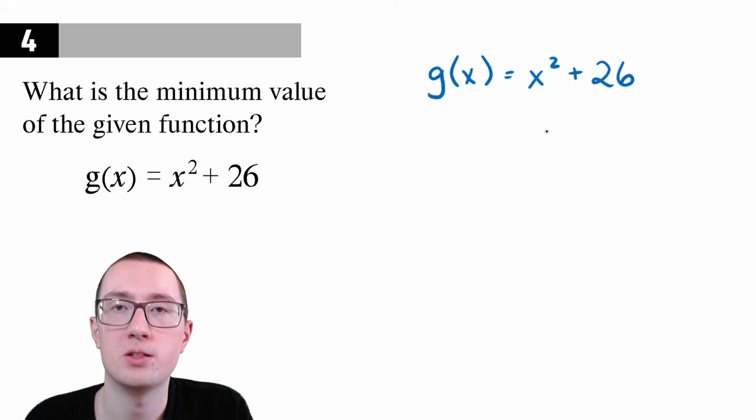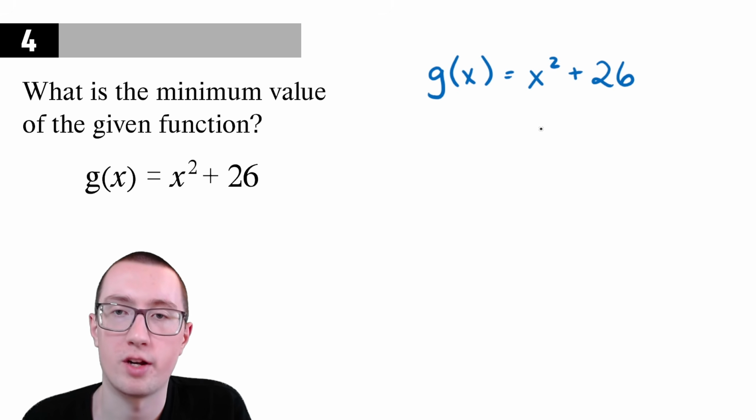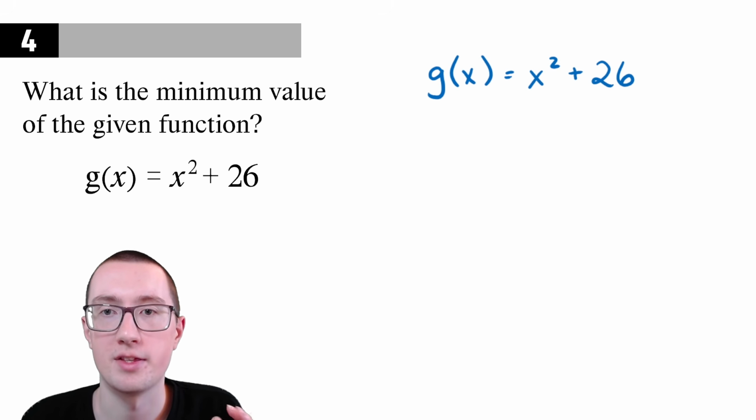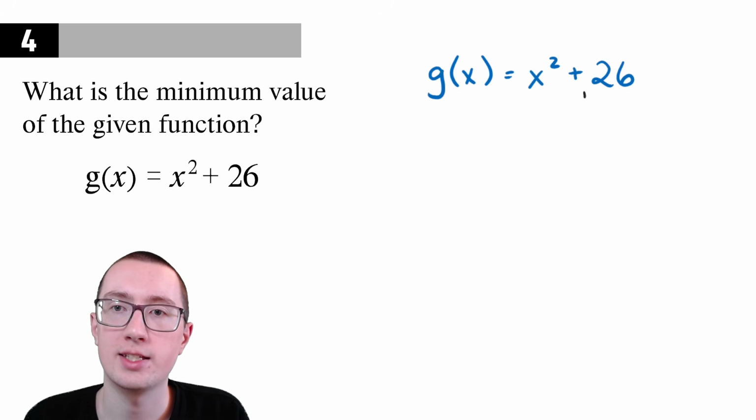Well, normally there isn't really a minimum value because whatever number you put in, you can make it as small as you want or as big as you want. But in this case, there actually is a smallest value that we can get. We already know that this has to be 26. So really all that we're worried about is this right here. What is the smallest amount that this can be?